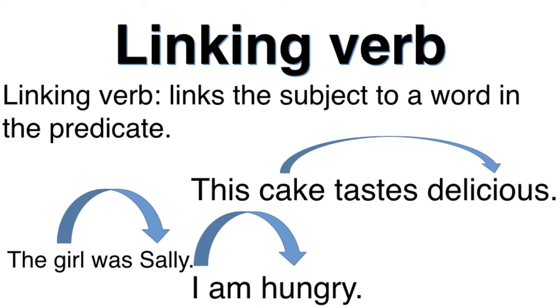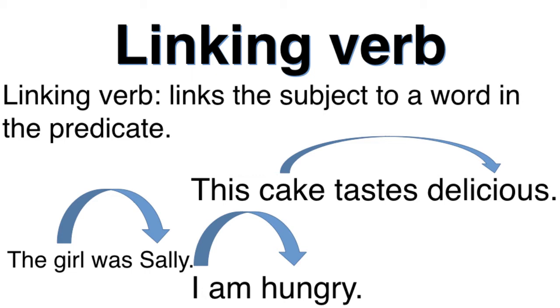The second main verb is a linking verb. A linking verb links the subject to a word in the predicate. The girl was Sally. Sally and the girl are the same thing. The subject, girl, is linked to the word Sally in the predicate.